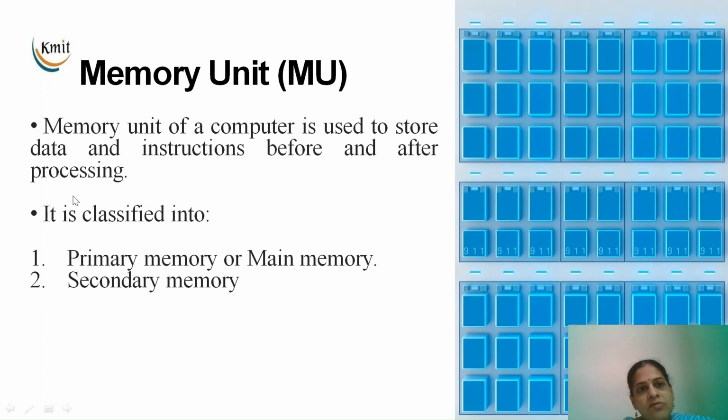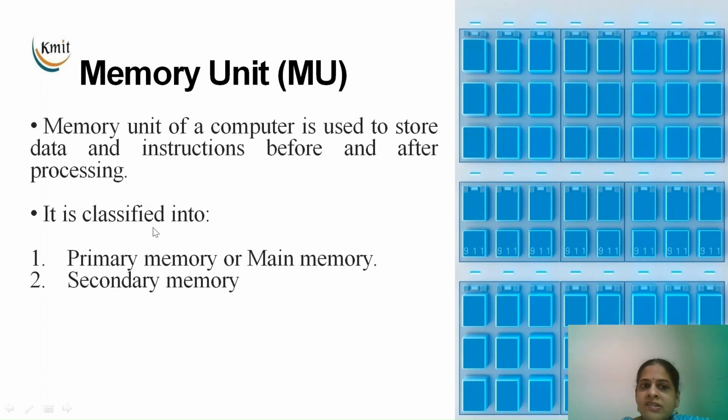So once a user gives the input data and instructions that need to be processed, they are first stored in the memory unit, and they're then processed or executed by the CPU. And once the execution is over, the results are again stored in the memory unit before being given as an output to the user. So it is responsible for storing the data and instructions before processing and after processing.